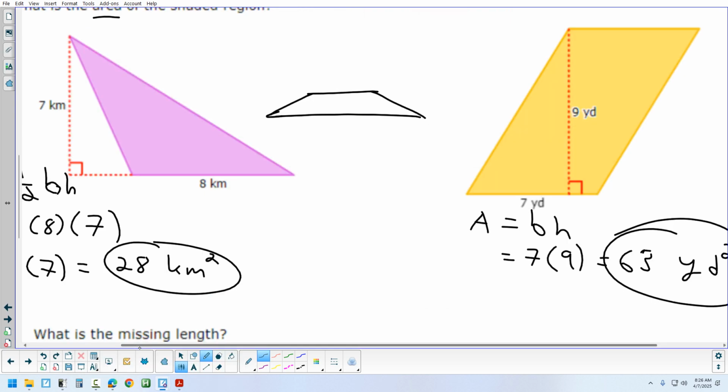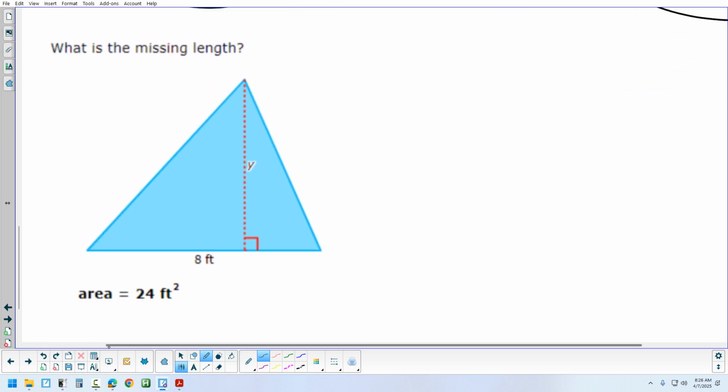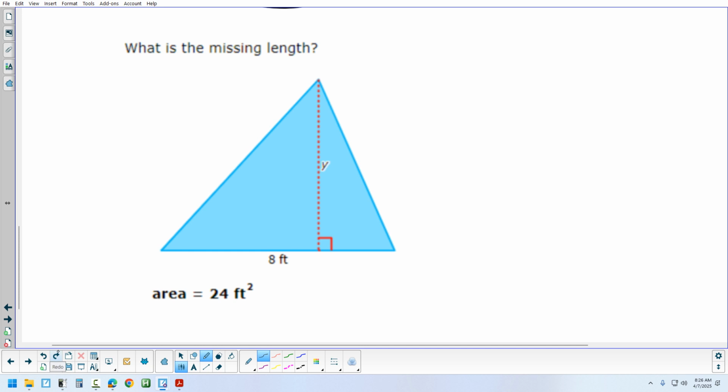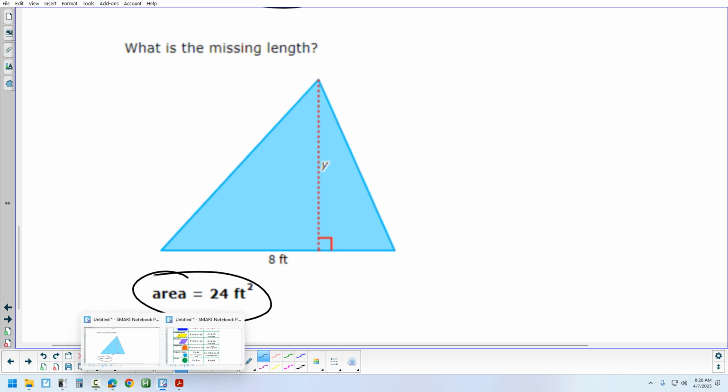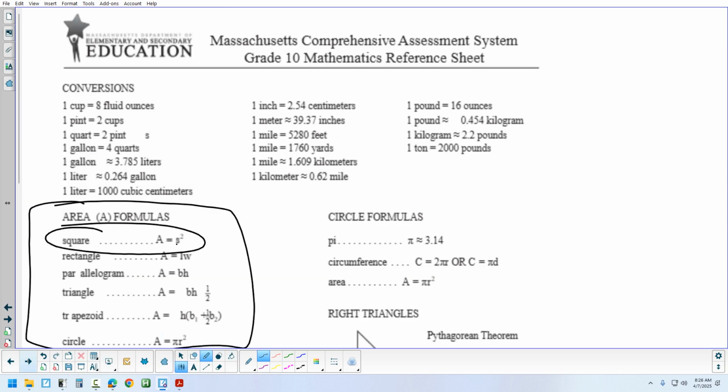All right, let's look at the last one. It says find the missing length. Okay, what shape is that in blue? Triangle, yep. And do you think this problem has to do with area of a triangle or perimeter? Yep. Area. Yeah, because they're giving me area. So the shape is a triangle. The information they give me is area. Let's look up our formula for area of a triangle. Area of a triangle, right there. And I write it as 1/2 base times height.